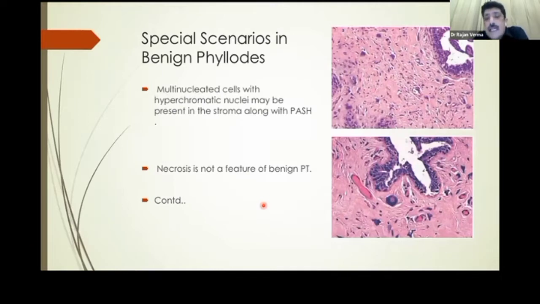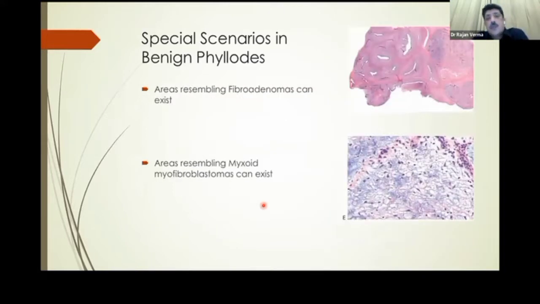You can have multinucleated giant cells. They have been studied in various journal articles, and they are mostly associated with a stroma like PASH. So we'll be discussing that later on. But it is to be remembered that necrosis is not a feature of benign phyllodes. You can have areas which resemble fibroadenomas coexisting with phyllodes tumor, but a diagnosis of phyllodes tumor should be favored.